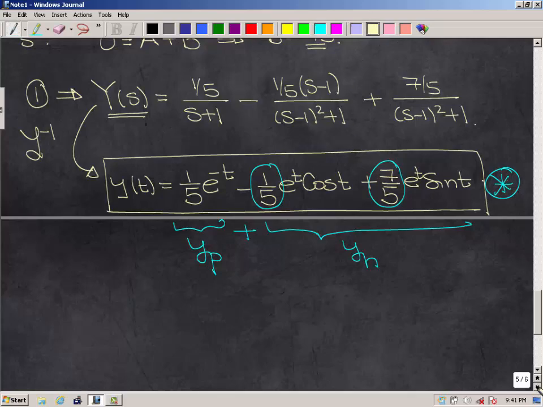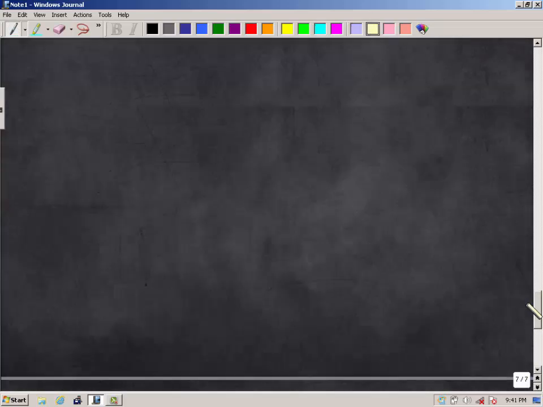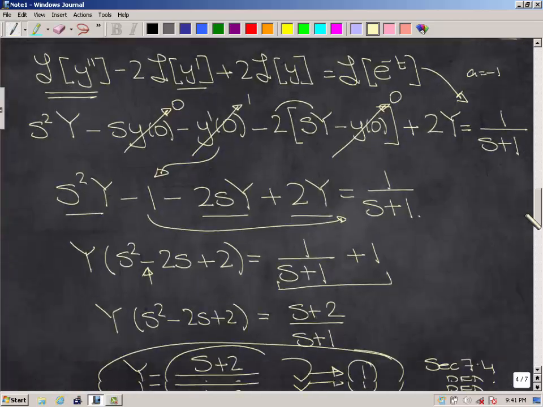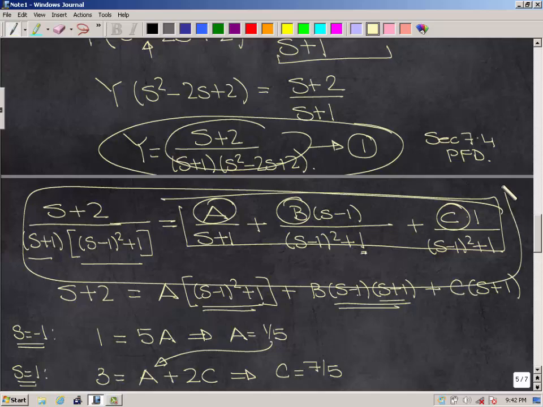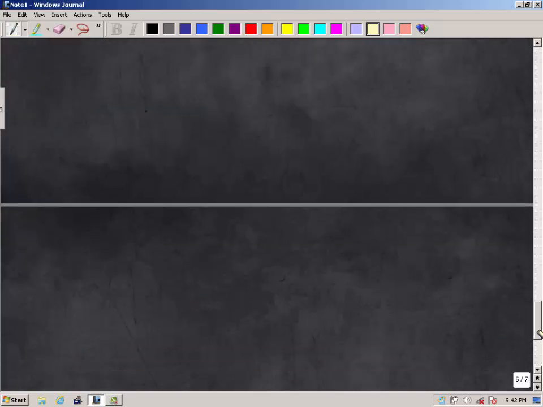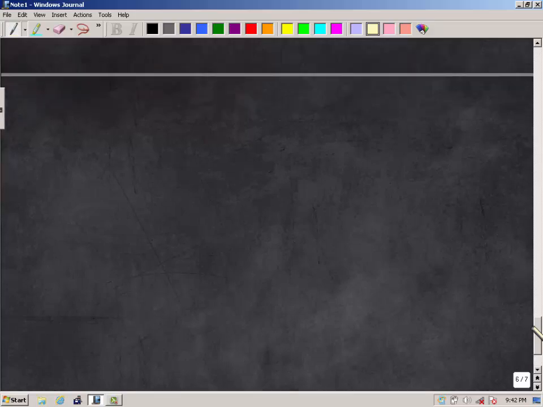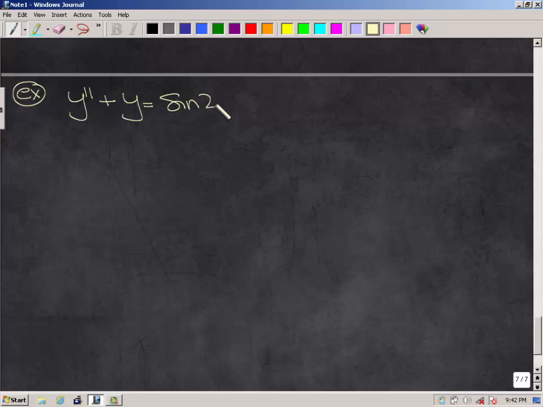All right, let's do one more problem. If you go back and look at it, the only difficulty in solving with Laplace transforms is doing partial fraction decomposition, and that's algebra. So that's all you're doing. Okay, so let's take a look at another example. Let's say I have y double prime plus y is equal to sine of 2t. They've given us some initial conditions: y of 0 is equal to 2 and y prime of 0 is equal to 1.